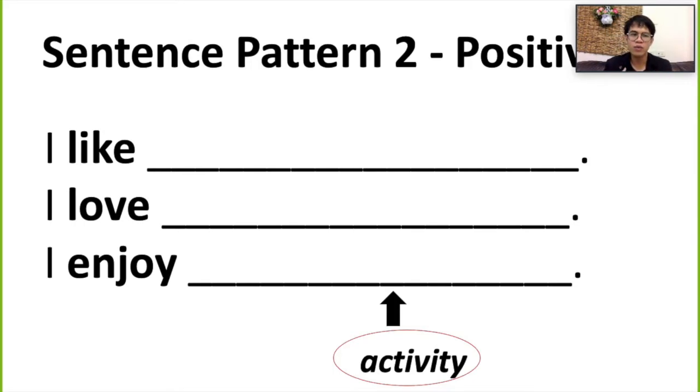Okay, very easy, right? So our sentence pattern number 2 is the positive form. So if someone asks you, what do you like to do, or what do you love to do, or what do you enjoy to do, you can answer like this. You can say, I like, and then blank, the activity. I enjoy blank. I love blank, right? Very easy. So you can use this pattern when someone asks you, what do you enjoy to do during the weekend? Or any question about your hobby. What's your hobby? You can also use this pattern.